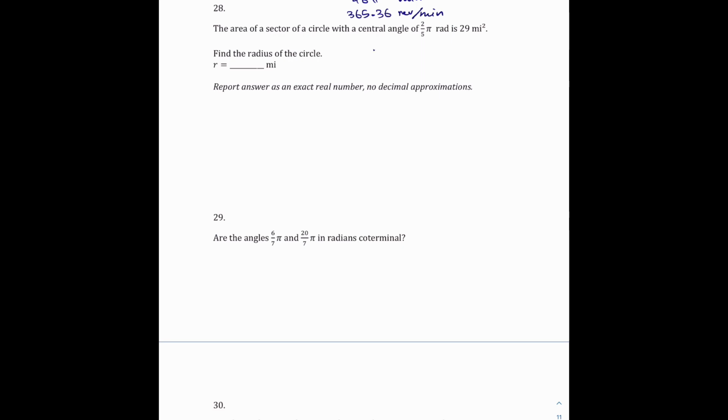So we know that the area is equal to half r squared theta. We have the area, which is 29 square miles, equals 1/2 times r squared times theta, which is 2π/5. It really doesn't matter whether you write the pi here or next to the 2/5. It's the same thing. So now we need to solve for r. I'm going to do the rest here.